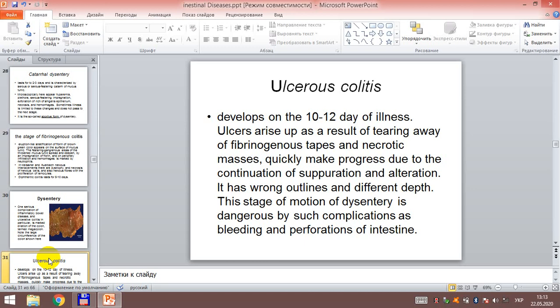Next stage of dysentery, ulcerous colitis, on the 10th or 12th day of illness. Ulcers arise as a result of tearing away of fibrinogenous tapes and necrotic masses. They quickly make progress due to continuation of suppuration and ulceration. They have round outlines and different depths. This stage of dysentery is dangerous by such complications as bleeding and perforation of the intestine.